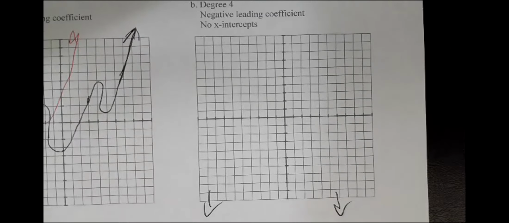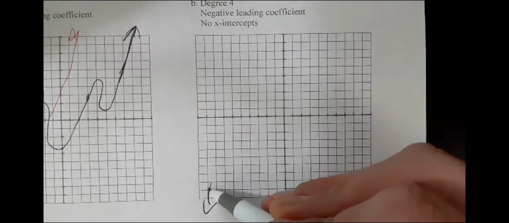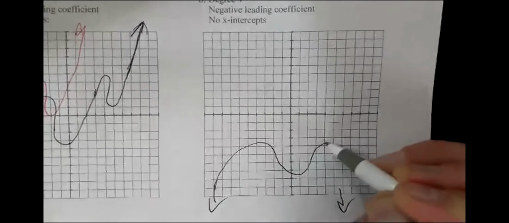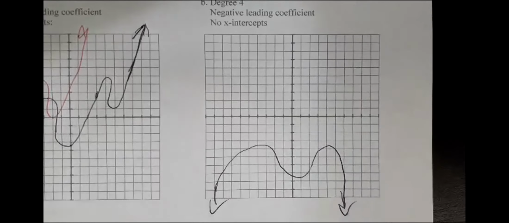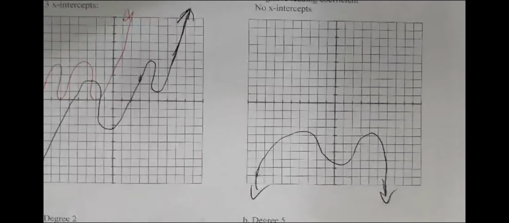There are no x-intercepts. So if I wanted to draw a single parabola, that would be like a degree 2. But I would draw maybe just a curve just to indicate I got 3 turning points, and that this is a degree 4. So it has no x-intercepts, so it means it does not hit the x-axis. So it's got a squiggle and never hits the x-axis.